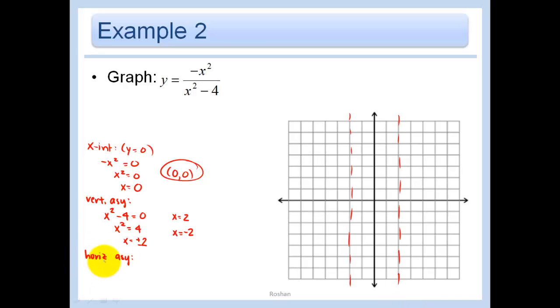Finally, how do I find my horizontal asymptotes? You'll notice that the degree of the numerator and the denominator is the same. So what is the ratio of the coefficients, just negative 1 on the top over 1 on the bottom? That's just negative 1. So y equals negative 1 is going to be my horizontal asymptote.